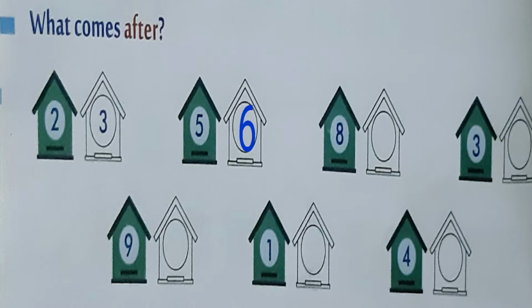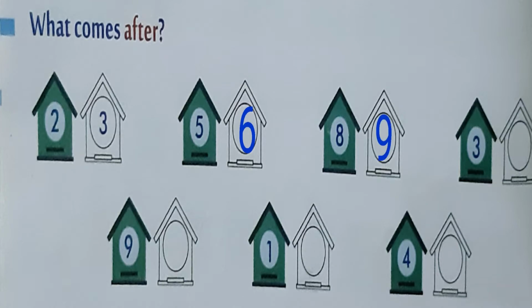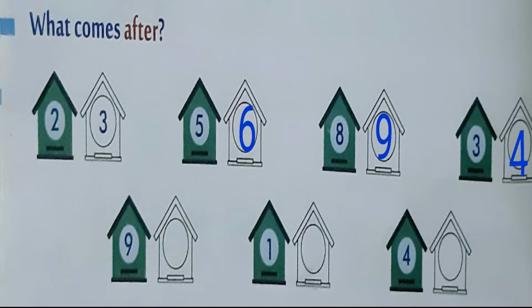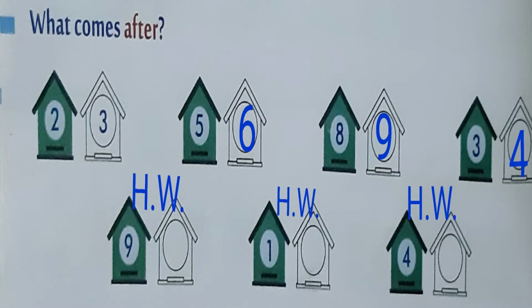And what is the next number? 8. 8 after number is? Yes, 9. 8 after the number is 9. And next number is 3. 3 after what is the number? Good, 4. 3 after number is 4. So write here 4. And next 3 are the homework.